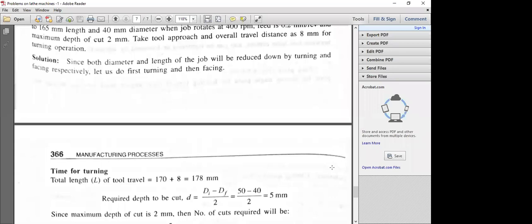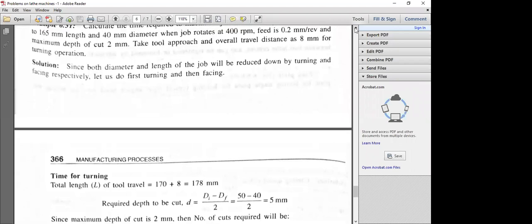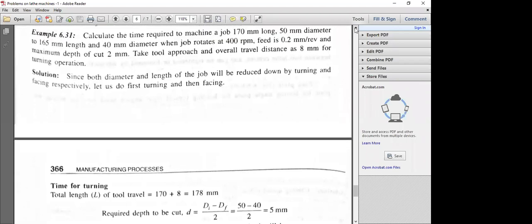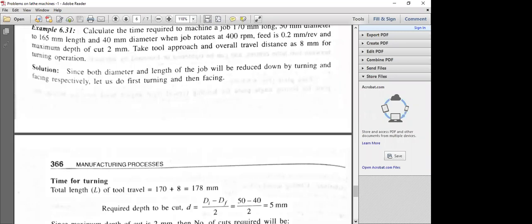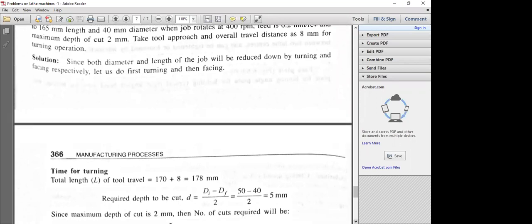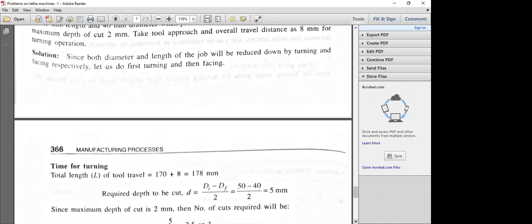DF is 40. Just try to go again through the data. The initial diameter is 50 mm and the final diameter is 40 mm. So the 50 mm diameter is reduced to 40, and that 40 will be the final diameter of the job. The required depth of cut is half of the initial diameter minus the final diameter. So (50 minus 40) by 2, the depth of cut is 5 mm.